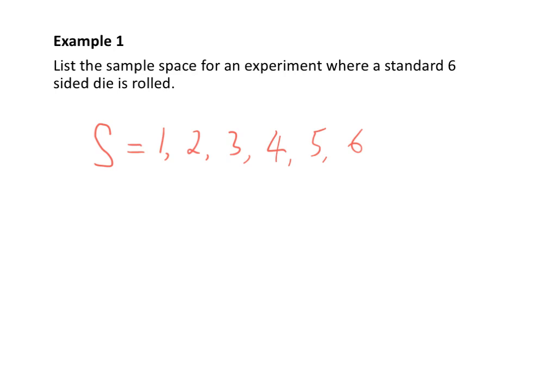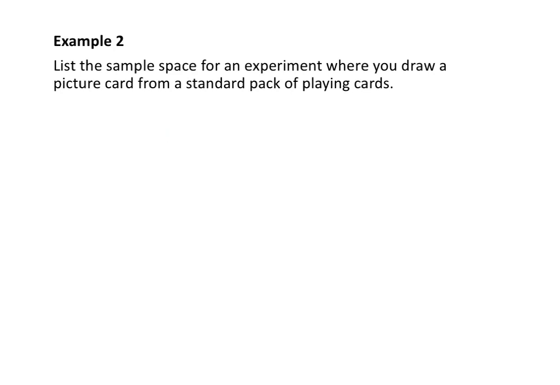In the second example, I'm going to list the sample space for an experiment where you draw a picture card from a standard deck of playing cards. Now my sample space is going to be the picture card options from the standard deck, and it's going to be a king, a queen, or a jack. So each standard deck of cards is going to have the picture cards king, queen, or jack. So if I'm going to draw from a standard deck and it's a picture card, then it either has to be a king, a queen, or a jack.